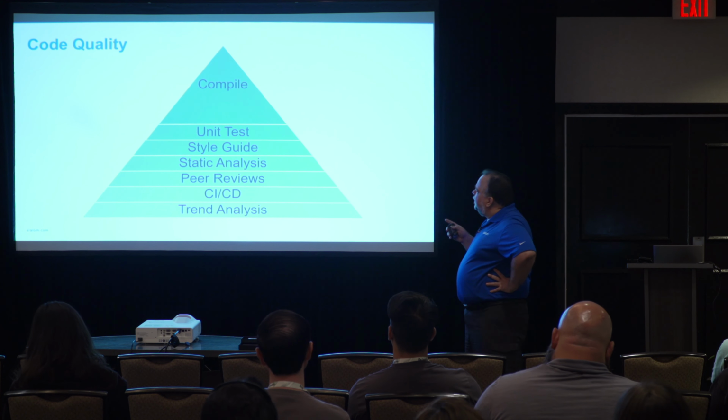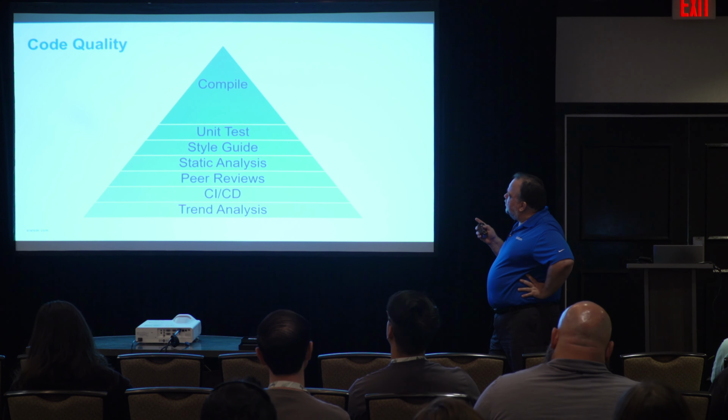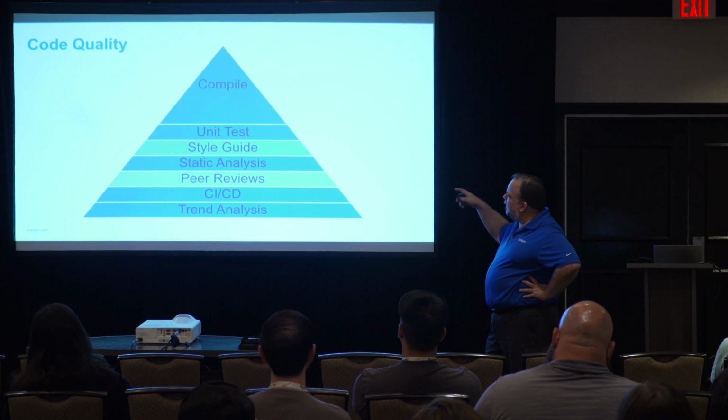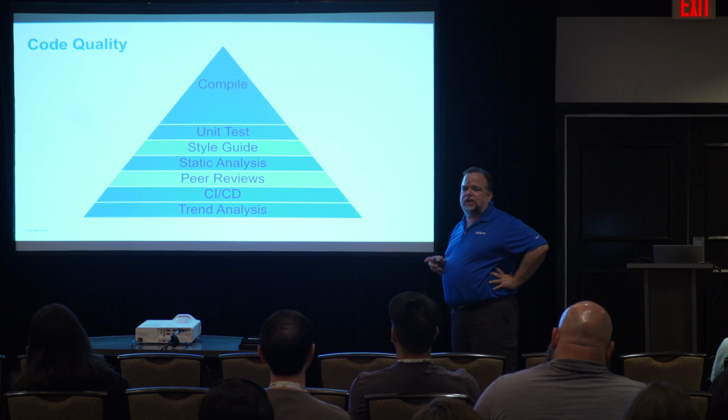Now, if we look at this pyramid, two of these are sort of distinct from the others. Can anybody tell me what's distinct about style guide and peer reviews that the others don't really have?